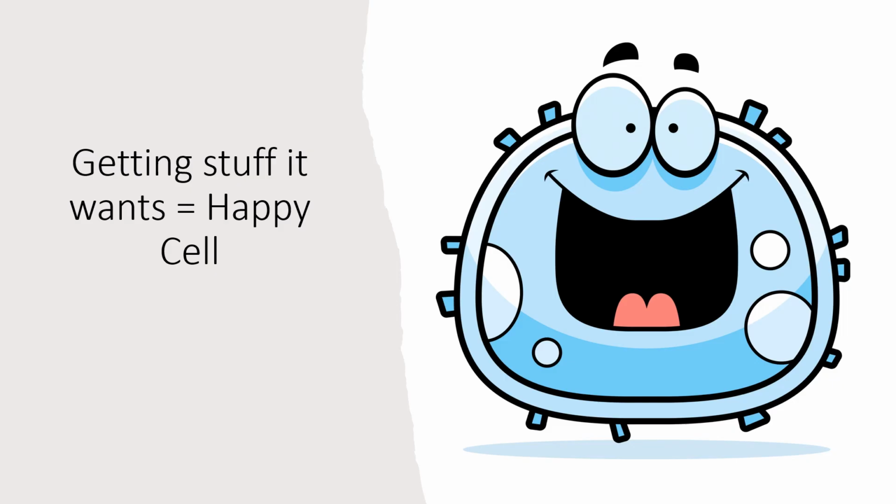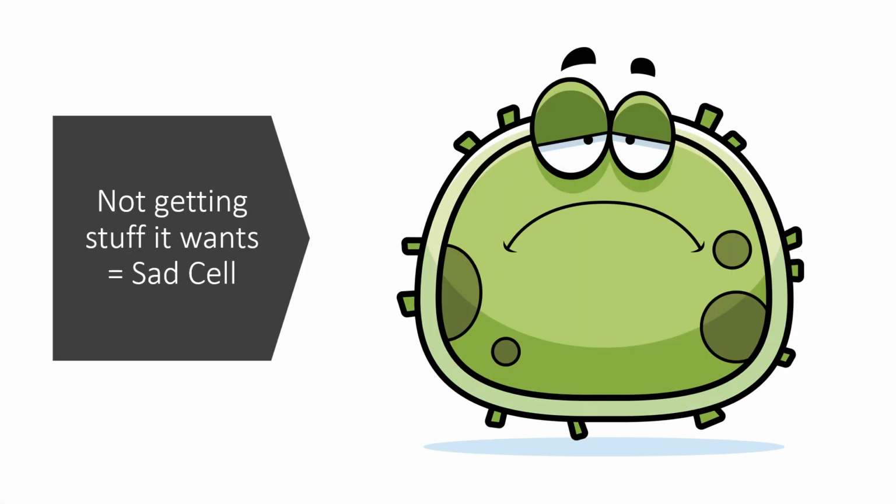So it's that simple. If a cell is getting the stuff that it wants and getting rid of the stuff that it doesn't, the cell's happy. This can be any cell, but with this general idea, the cells stay happy. Inversely, the cells that aren't getting those things are the sad cells, and we try to help these sad cells become happy again.